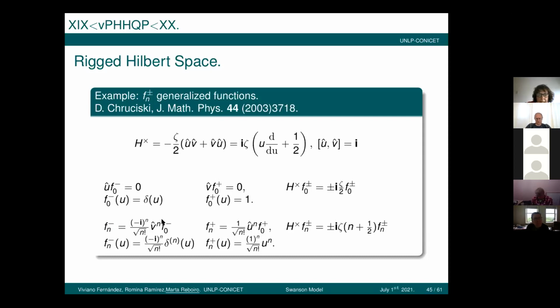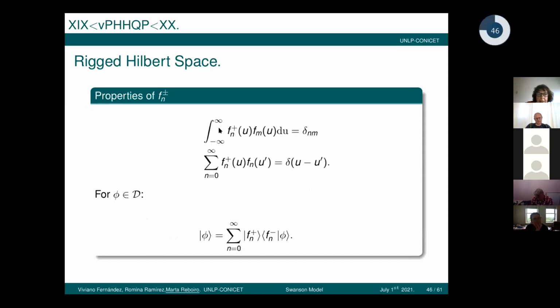And clearly these distributions are orthogonal, when one solves this equation, obviously in the sense of distributions. And the properties of orthogonality and closure are well known, and a function phi of the space D can be written in terms of these distributions.